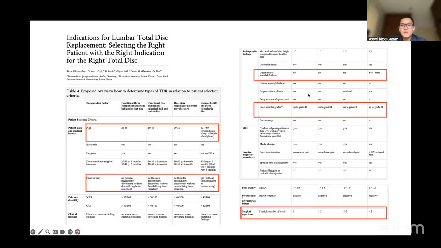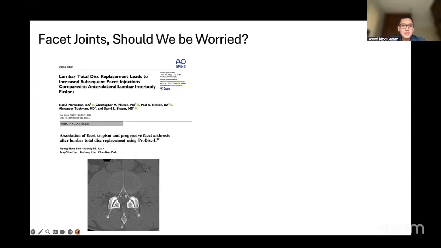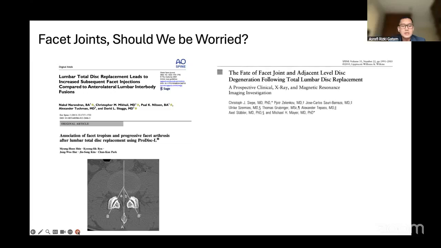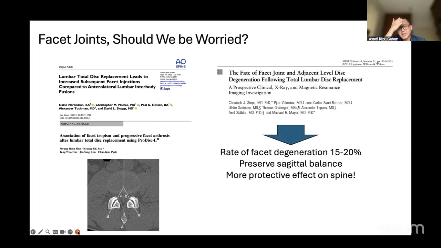The other thing that we need to consider is whether there is some degenerative spondylolisthesis. We can also try to use the viscoelastic implants if there is some spondylolisthesis and also when there is facet arthritis. So there are lots of things that we need to consider before putting a disc in. And regarding the facet joints, I think Guna has already mentioned that when there is a facet tropism, there might be some increase in the possibility of facet degeneration. So if you look at this paper, the rate of facet degeneration is around 15 to 20%.